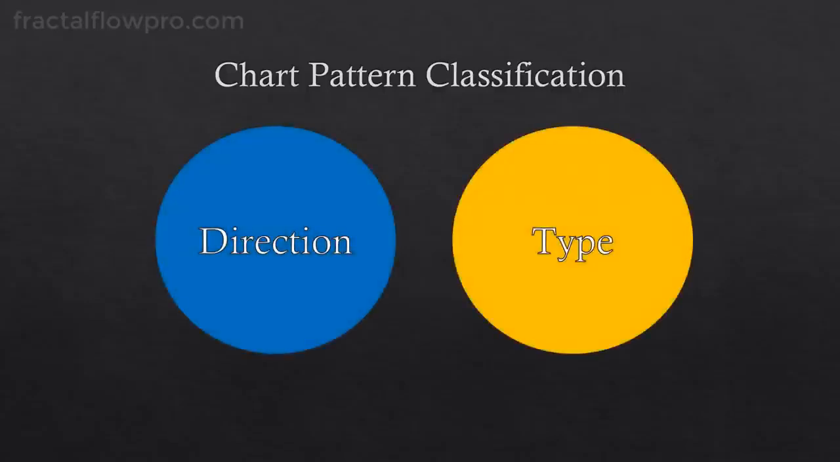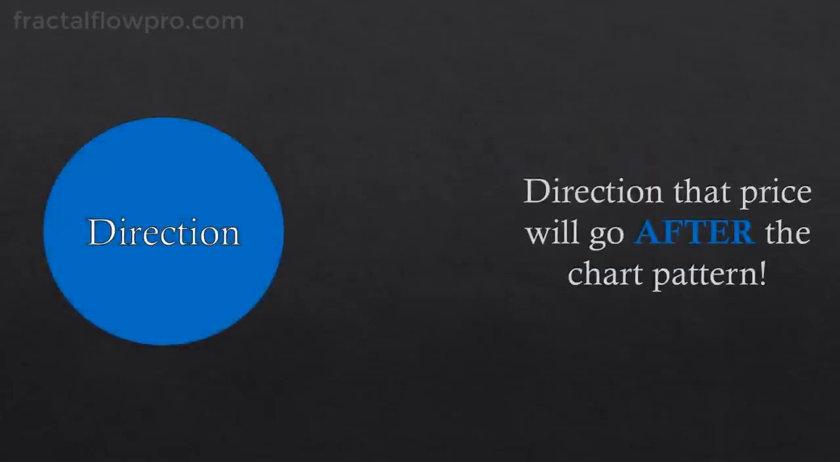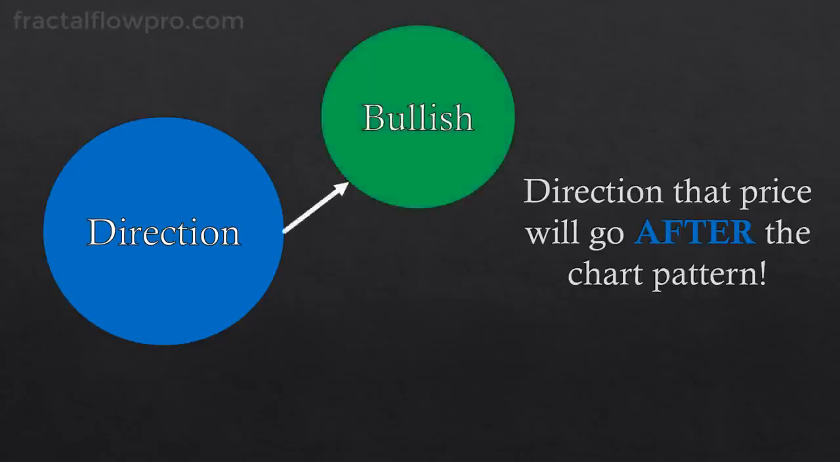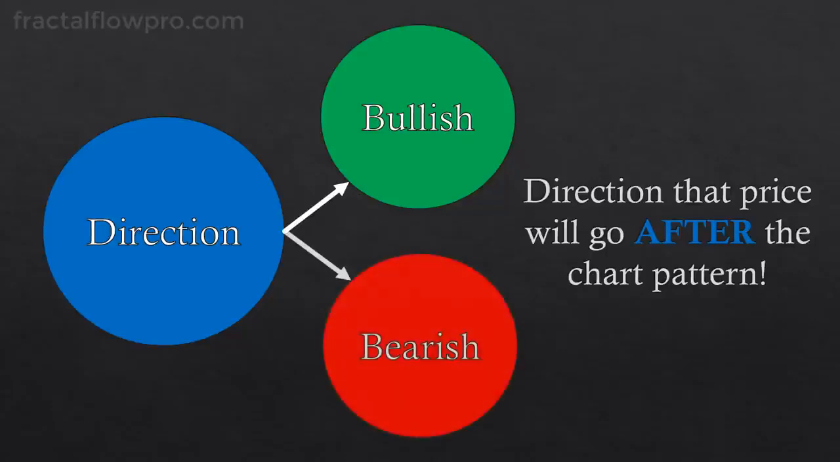The chart patterns are classified by direction and type. Let's begin by studying the first classification, which is the direction of the chart pattern. The direction classification relates to the direction that price is supposed to go after the pattern. Since we are talking about price charts, there are only two directions that price can go, meaning that it can either go up or it can go down after the pattern. When the chart pattern implies that price will go up after the pattern, we classify it as a bullish pattern.